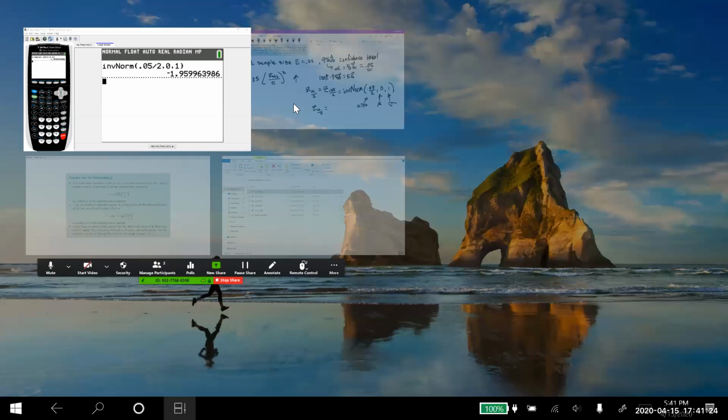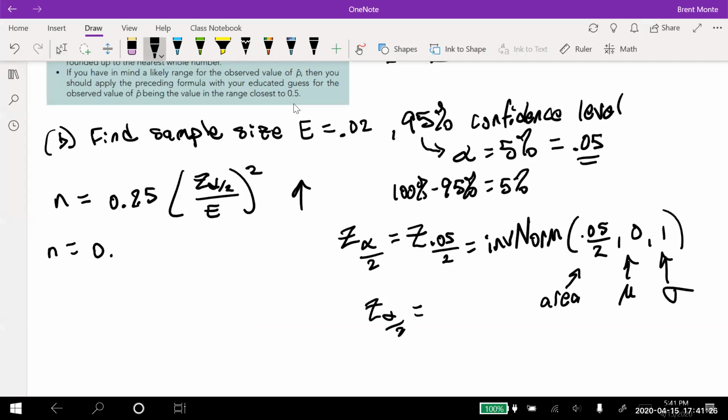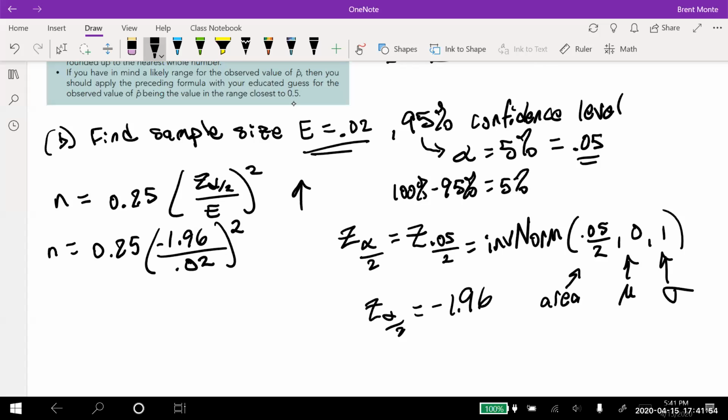So in our formula, n equals 0.25, 1.96, and again, if you put the negative, great. That's what it gave me there. Again, this z of alpha over 2 actually means area to the right of alpha over 2, and so it's really not negative, but it's easier to do it that way. My margin of error, remember they told me up here was 0.02. And then I square the whole thing.